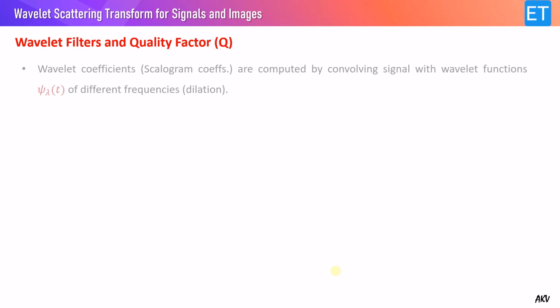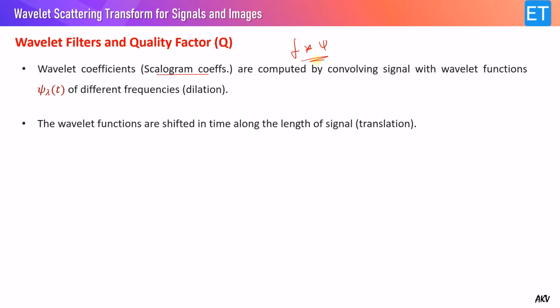And now I will talk about the wavelet filters which are used for the convolutions, and what is the quality factor for those. The wavelet coefficients, I mean scalogram coefficients, are computed by the convolution of the signal with wavelet functions of different frequency. So we have seen that we perform this convolution, and that generates the wavelet coefficients. The wavelet functions are shifted in time along the length of the signal.